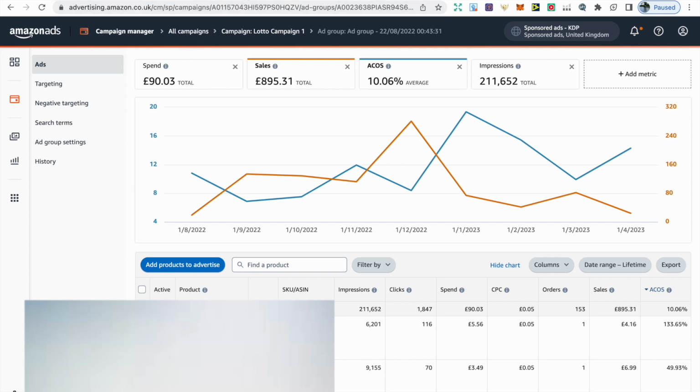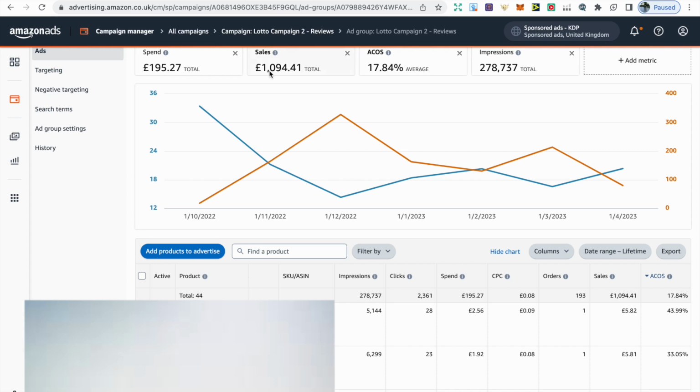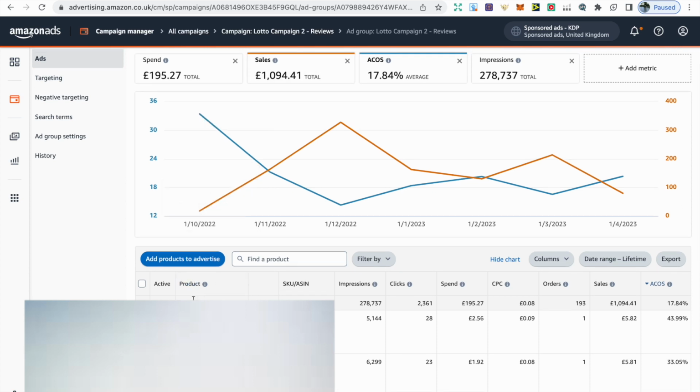Now, another lottery ad strategy I have tried is to group all the books together that I have multiple 4 to 5 star reviews for. I just wanted to test that out. It was something I saw on Ben's YouTube channel, Money on the Side. So I grouped 44 of those books together, and so far I've spent a total of £195.27. And again, I've got a decent ACOS with this of 17.84%, so they are very profitable.